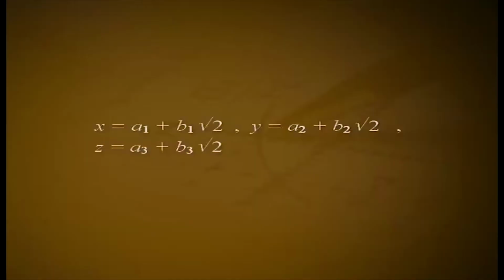R1. It is left as an assignment to verify that R is an abelian group under addition. R2. It is left as an assignment to verify that if x = a1 + b1√2, y = a2 + b2√2, z = a3 + b3√2 are elements in R, then (xy)z = x(yz). R3. Let x = a1 + b1√2, y = a2 + b2√2, z = a3 + b3√2 belong to R.